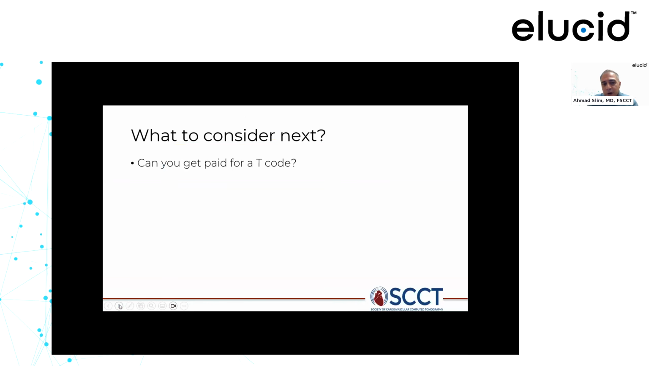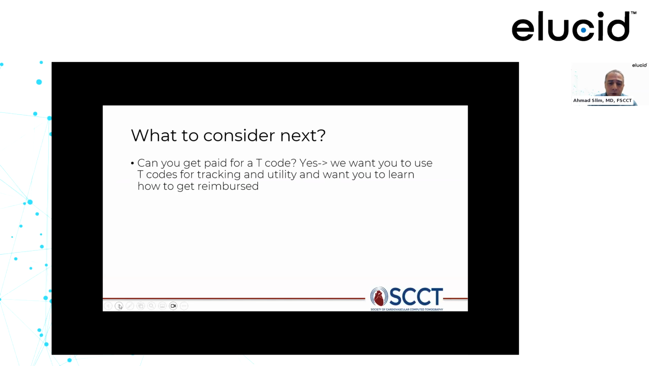So some of the common questions is, can you get paid for a T code? And the answer is yes. We want you to use T codes. We don't want you to say, they don't pay, therefore we're not going to use them. Because if you don't use them, we'll never be able to cross into Category 1 where you're very well reimbursed for your work. And this is when you meet with the payers and we determine the local coverage determination.